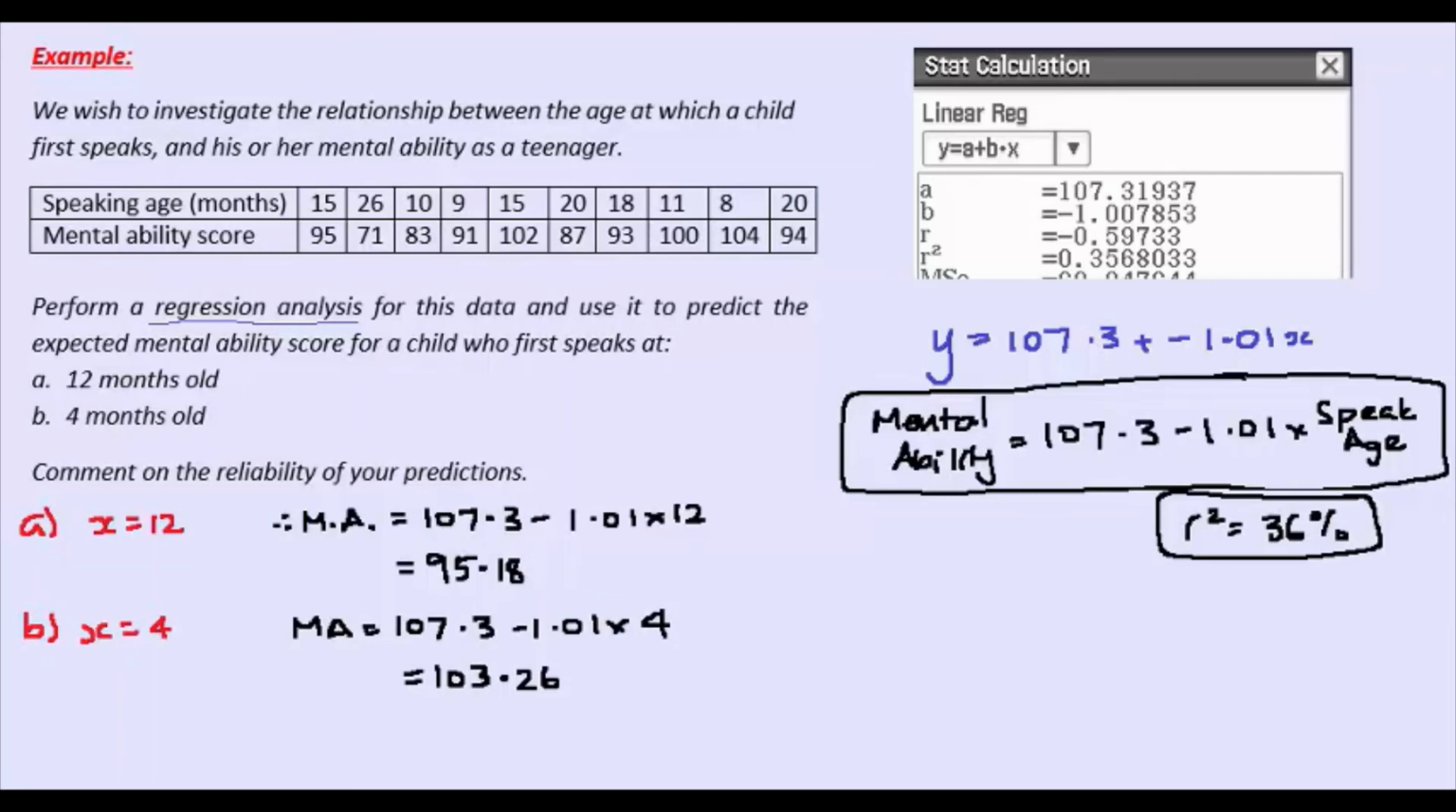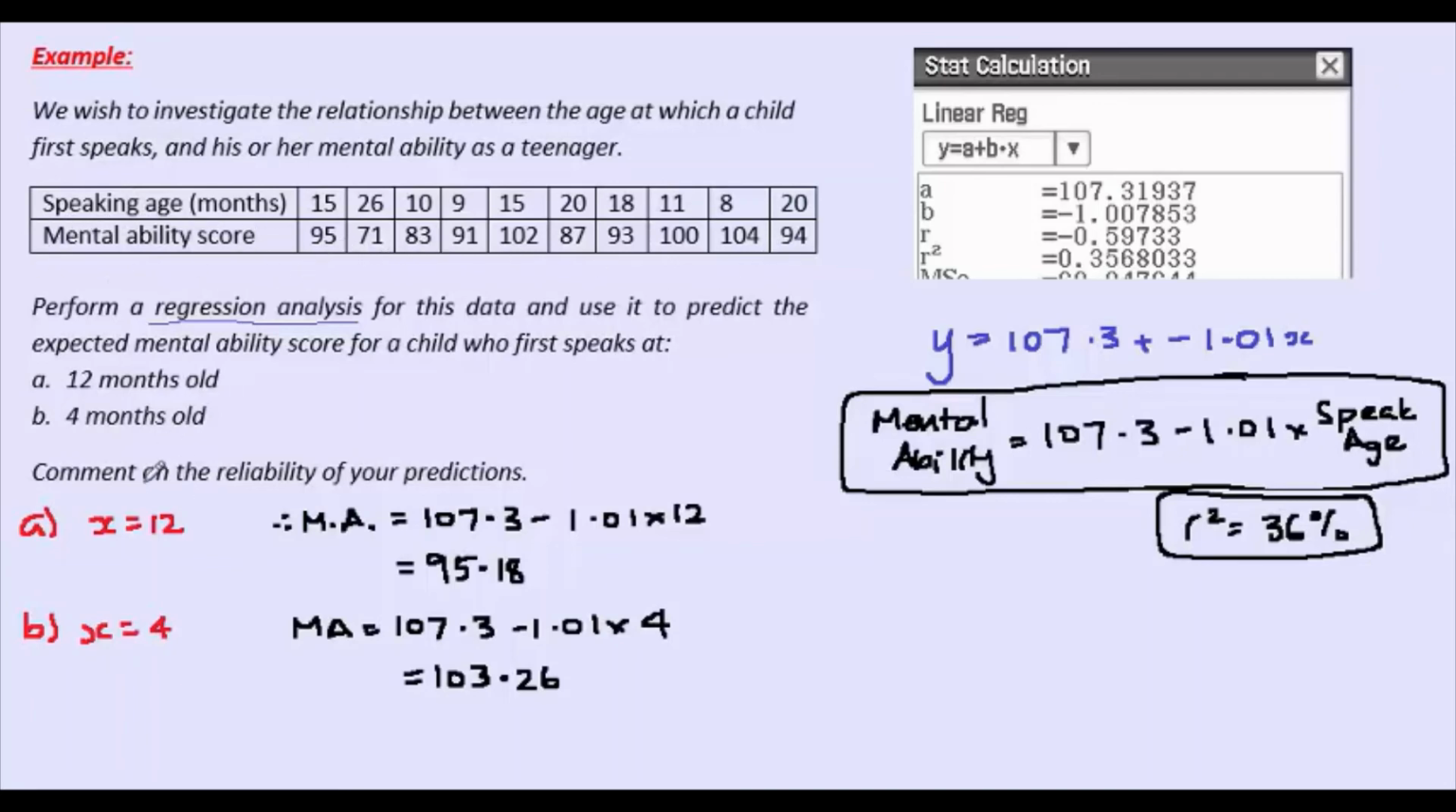Now it's worth keeping in mind that we calculated an R-squared score of 36%, which means 36% of the variation in the mental ability score can be explained by the variation in speaking age. This doesn't mean that our numbers are wrong, but it means there are lots of other factors that might go into constructing the mental ability score of these kids.